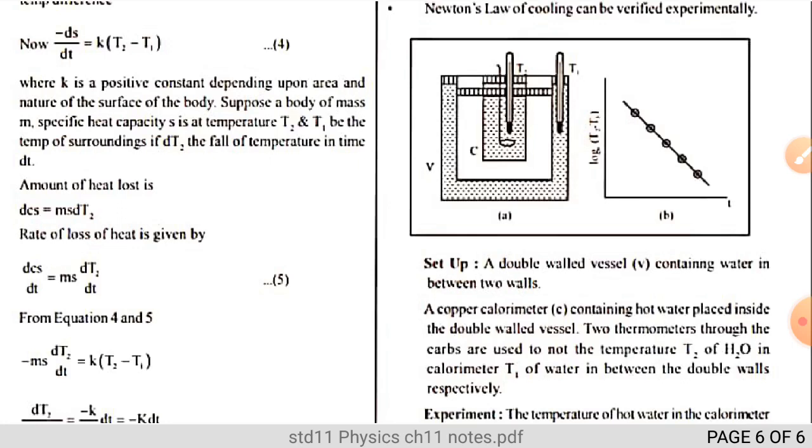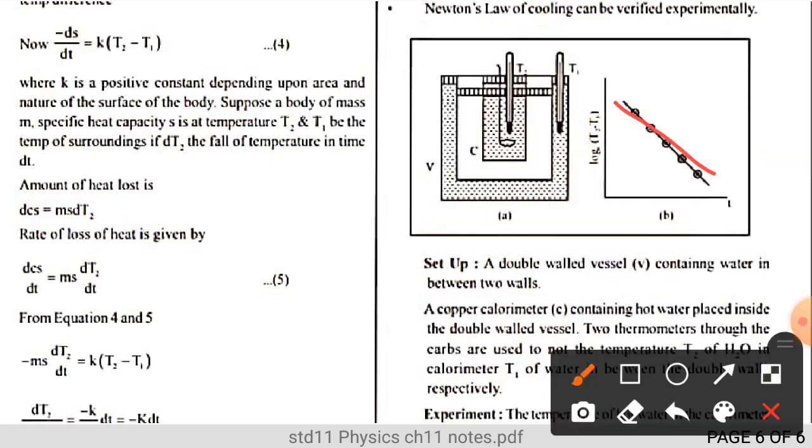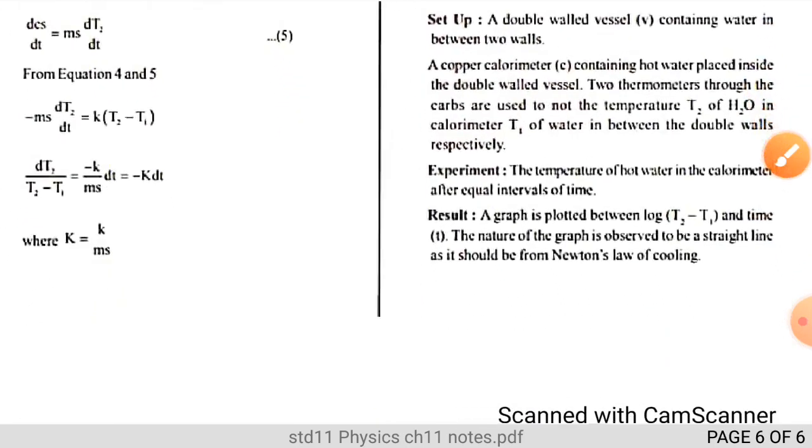Why? Because as the temperature decreases, the difference between the surrounding and the high temperature reduces, and if that temperature difference reduces, then our rate of heat loss is also reduced. That's why we get this graph in this decreasing manner, and it is a straight line, right? Why is it a straight line? Because of the temperature difference and the rate of loss of heat energy, right? So that's it for today.